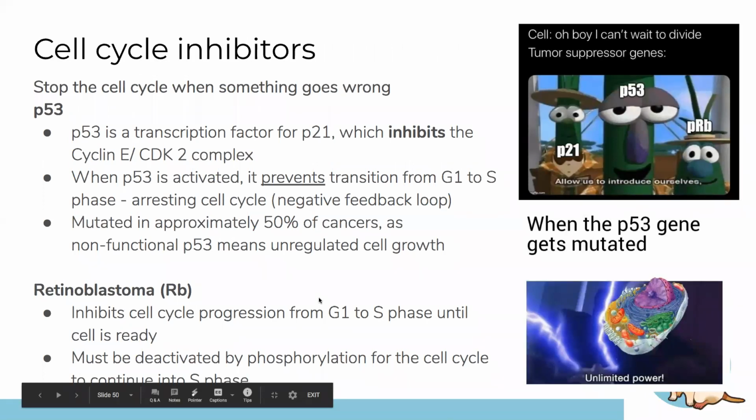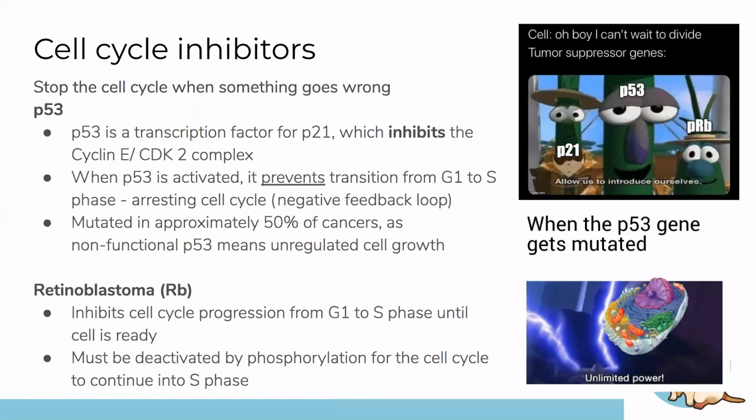Cell cycle inhibitors. I hope you learned this already, but basically it is what stops the cell cycle when something goes wrong. A side note is this becomes very important in cancer, because when these don't work, it encourages unregulated cell cycle replication. Then you get a mass of cells that are messed up, and it's cancer.